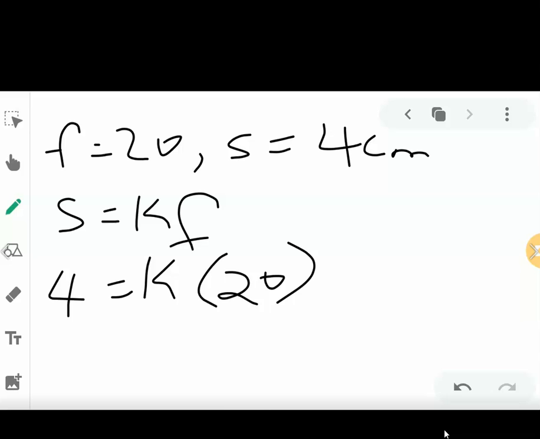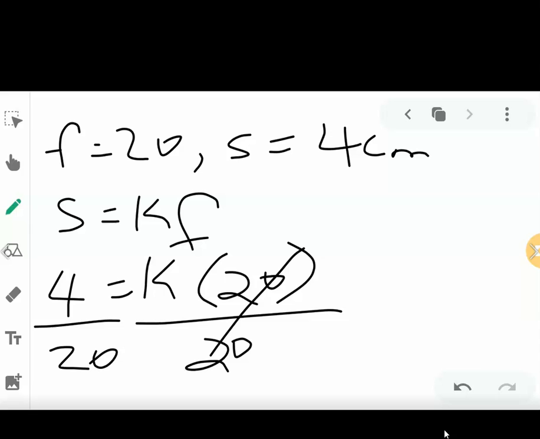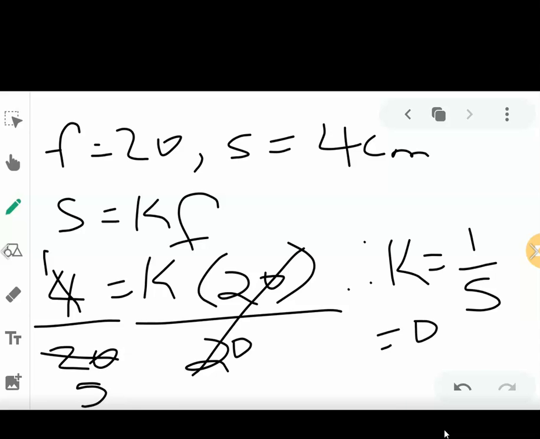We want K, so we divide both sides by 20. And no, you do not put the bigger number at the top. You divide both sides by whatever number is beside the letter. So we divide by 20. So we can simplify this fraction. 4 into 4, 1, 4 into 20, 5. So therefore, K is equal to 1 over 5. And if you don't like working with fractions, you can say K is equal to 0.2.